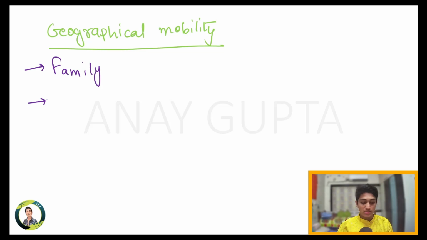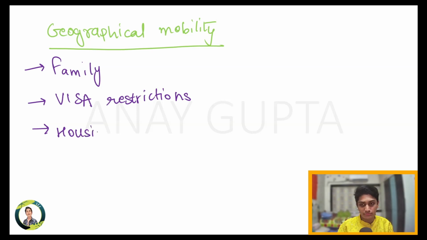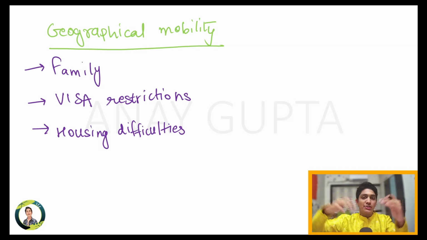Okay. The second problem that he could face is visa restrictions. There may be housing difficulties. So let's say that the housing over there could be too expensive, or the houses over there could be a little too small, and the person is used to living in bigger houses. So he does not want to downsize his quality of life because of his house.